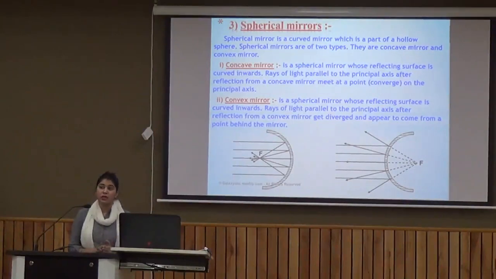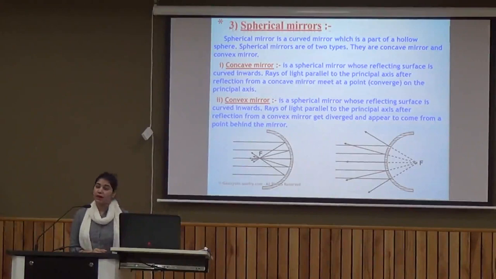So, what is a spherical mirror? One whose reflecting surface is curved. If the reflecting surface is curved inwards, it's a concave mirror, right? And the first diagram which you can see is of a concave mirror, which is also known as a converging mirror, and you can clearly see why.